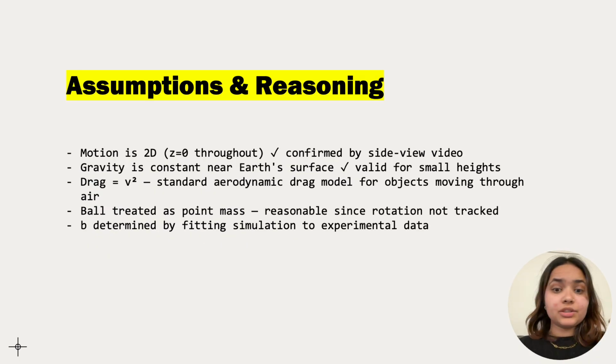So then, the assumptions and reasoning. First, we treat the motion as purely two-dimensional, so only x and y. Secondly, we have constant gravitational acceleration, which is 9.8 meters per second squared. And then we model the drag as proportional to the square of speed, which is the standard drag model, and which points opposite to the velocity. And again, the ball is treated as a point mass. The constant b was tuned by comparing the simulation output to our Tracker data.